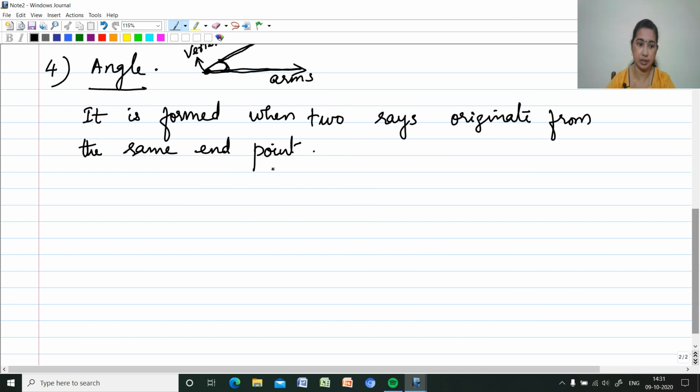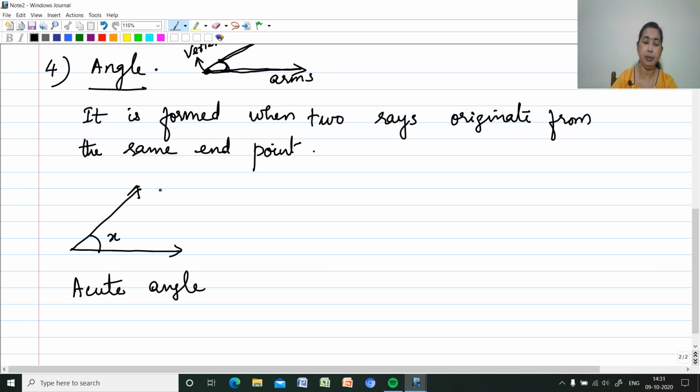There are many types of angles. First one you have to learn is an acute angle. What do you mean by an acute angle? This angle, let it be x. An acute angle means that its angle measure will be between 0 degree and 90 degree. That's called an acute angle.